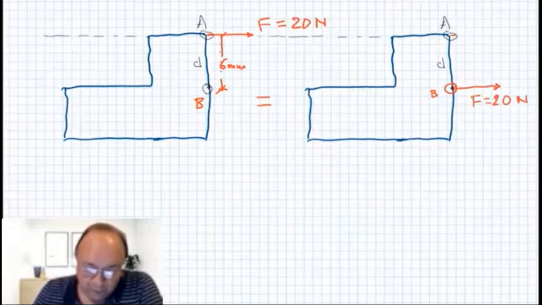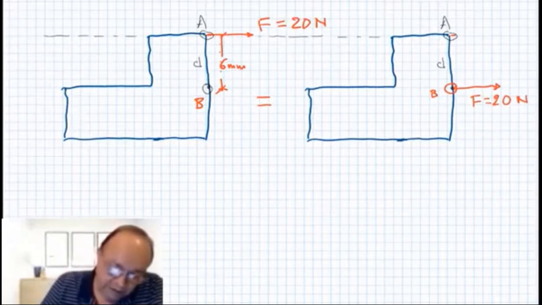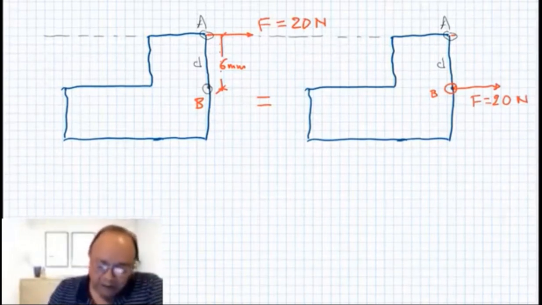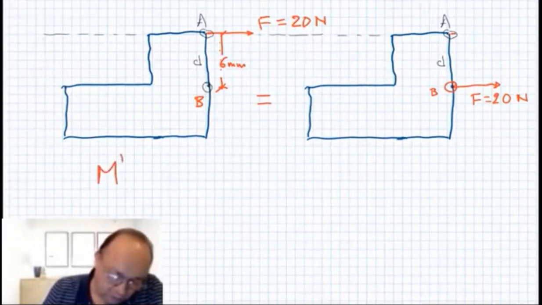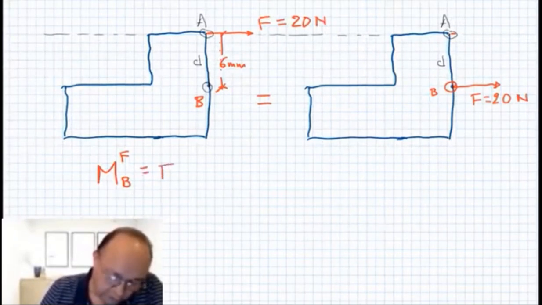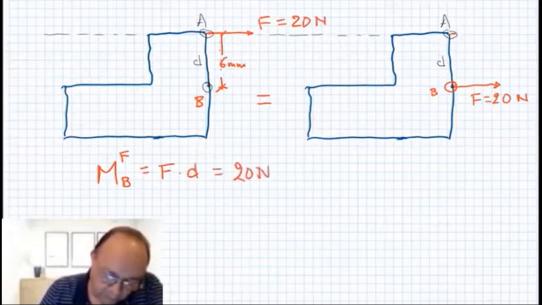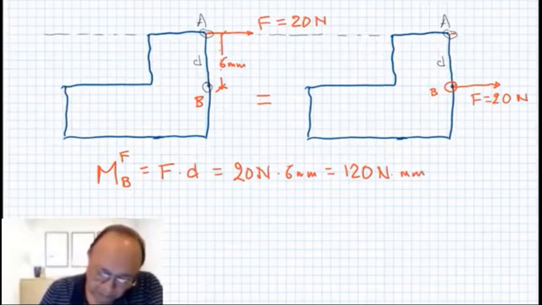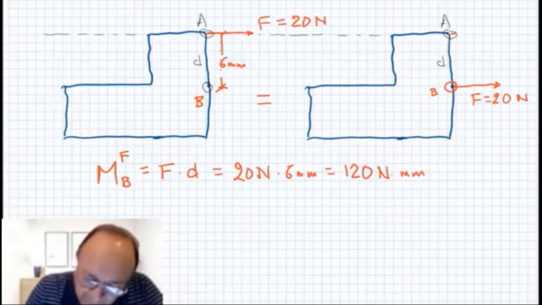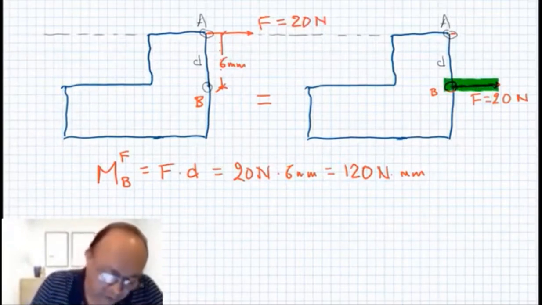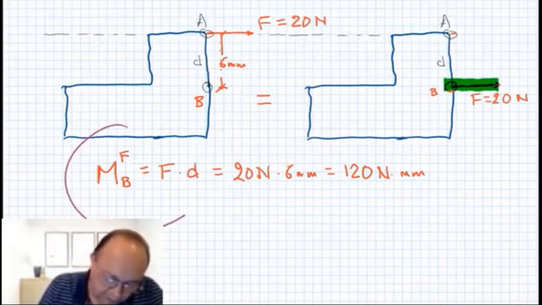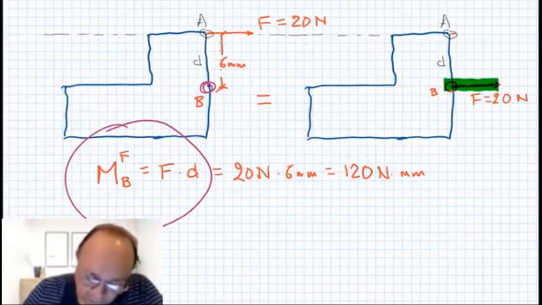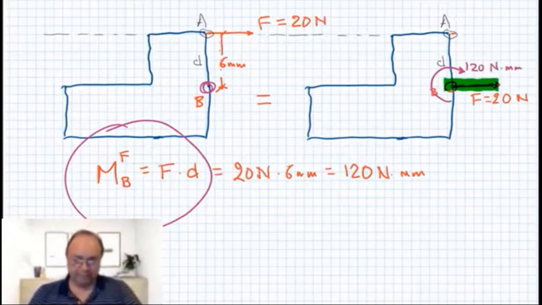If I am going to move that force from location A to location B, this force produced with respect to B a moment equal to the moment of the force with respect to B in the original position, which is F times D, equal to 20 newtons times 6 millimeters, so 120 newtons millimeters. So if I am going to move the force F to this new location, in order to keep the effect of the moment that was applied on point B, I have to apply a moment here of 120 newtons millimeters. All right.